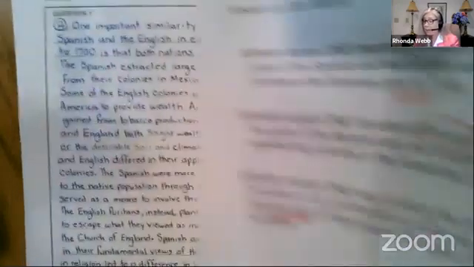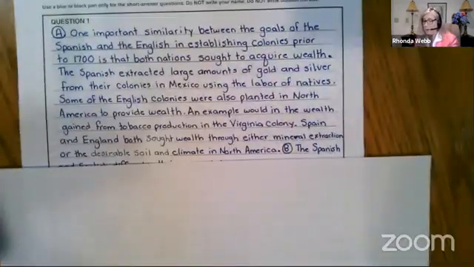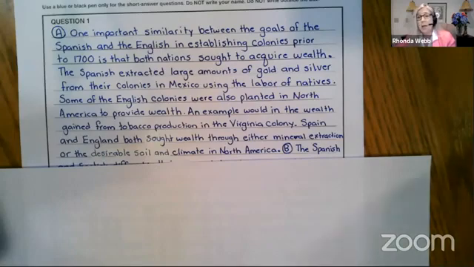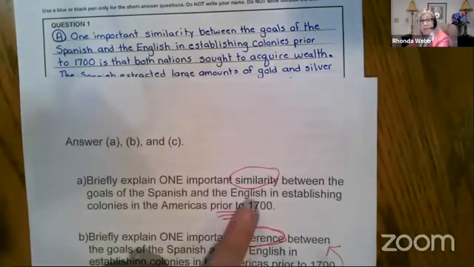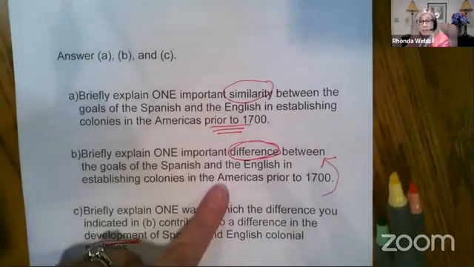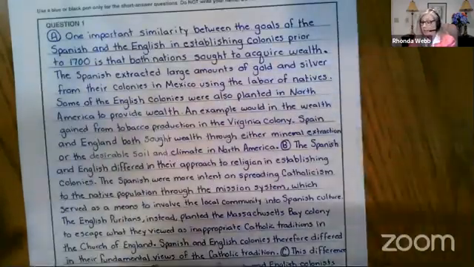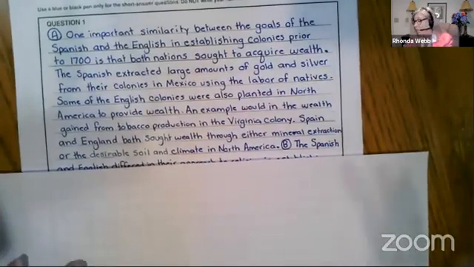So I want us to look at a sample answer, and I made this answer up, and I want you to think about three sentences setting up your answer for each of your short answer question prompts. The first sentence answers the question, give an answer. Then your second sentence would be your examples of the Spanish and the English similarities or the Spanish and the English differences. And then your third sentence is tying that together and giving an explanation. So let's see if we can identify how I've done that here.